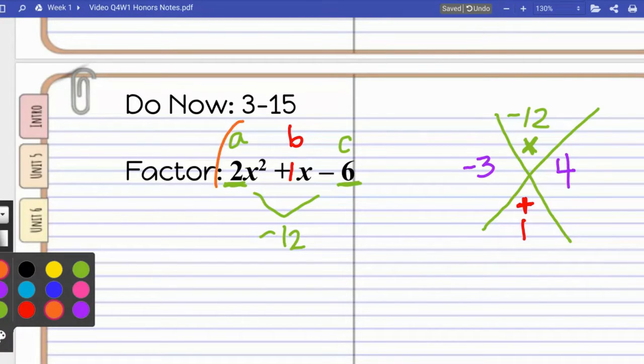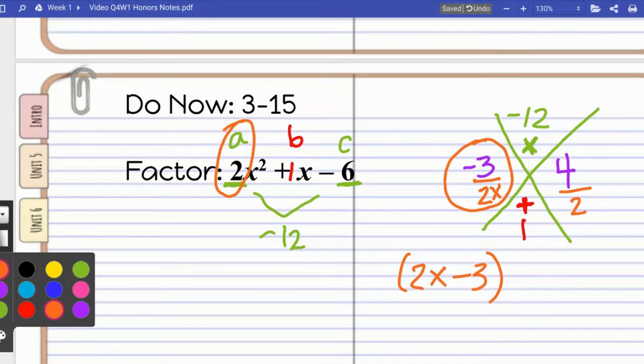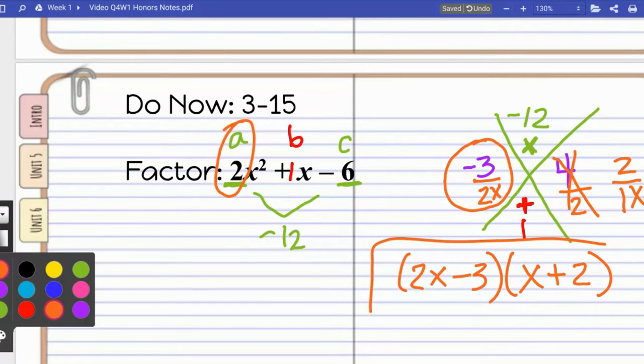Since the A is not 1, it's 2, we have to take the -3 and the 4 and divide it by 2. The bottom number is the coefficient that goes in front of the x in your factor. So this first fraction turns to 2x minus 3. That's my first factor. Now the second fraction, 4 over 2, actually reduces to 2 over 1, and the bottom number gets the x, so it's going to be 1x. We just write that as x, and then the top is plus 2. So here are your factors.